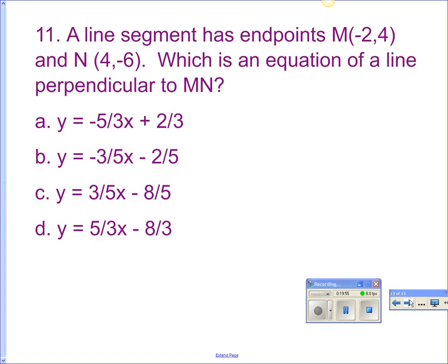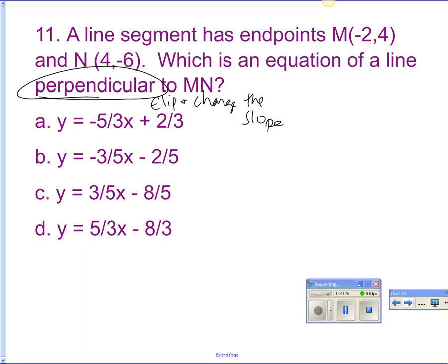All right, and the last one, number 11, a line segment has endpoints M and N, which is the equation of a line perpendicular to MN. Let me have Julius. What should I do? Thank you. Elizabeth, what's perpendicular mean? Yep, flip and change the slope. So, Zach, what do you think I have to do before I can flip and change the slope?